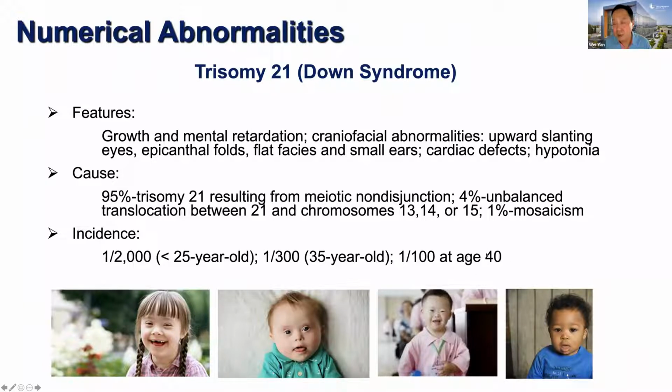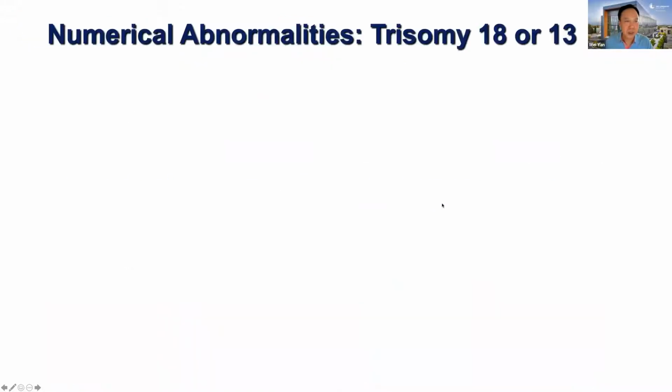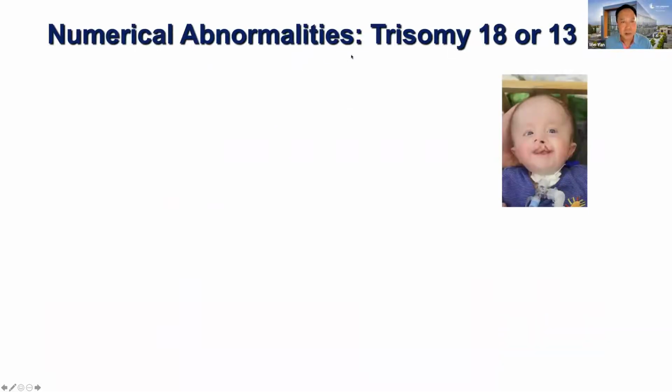So that's why all women who get pregnant after age 40 are routinely screened for Down syndrome, because 1 out of 100 is literally 1%. If you don't screen, you're going to have 1% of newborn babies with Down syndrome. So that's why the screening is very, very important. So this is the numerical abnormalities.